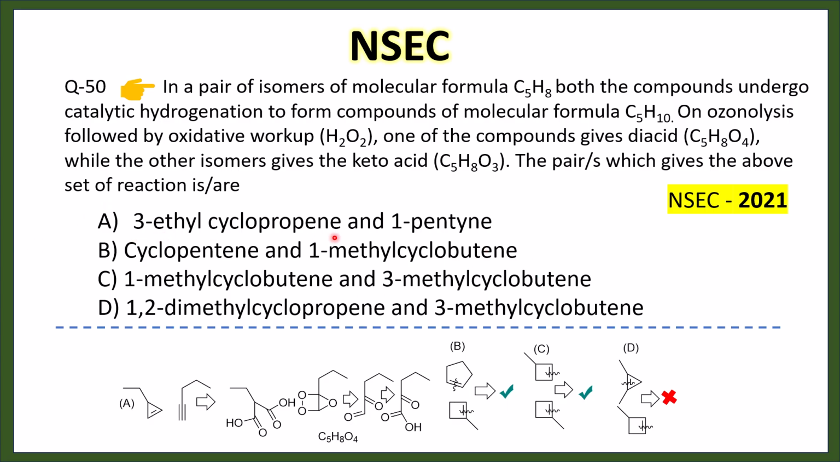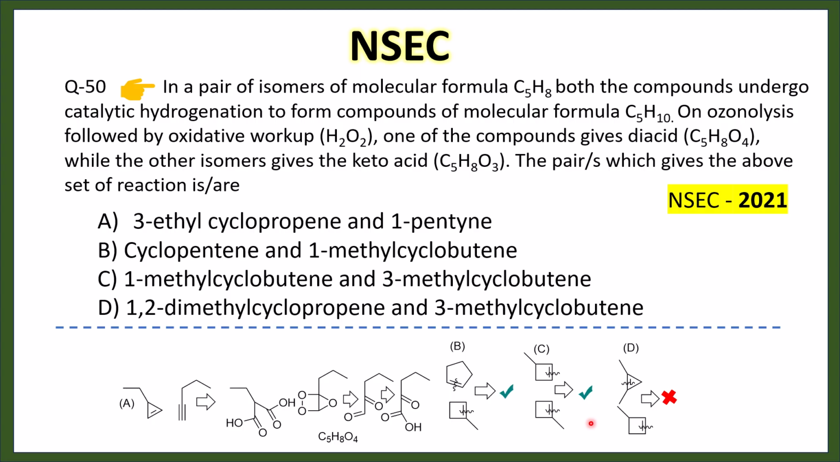Option A, 3-ethyl cyclopropene and 1-pentyne. Here this gives the diacid, whereas this one on ozonolysis gives the keto aldehyde, and the aldehyde goes further to acid. Here dialdehyde to diacid. Option B, in this case initially the dialdehyde forms and oxidative workup gives the diacid, and in this case this side gives the keto and this terminal side gives the acid.